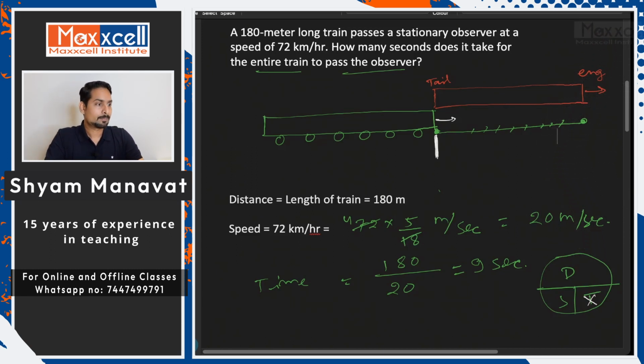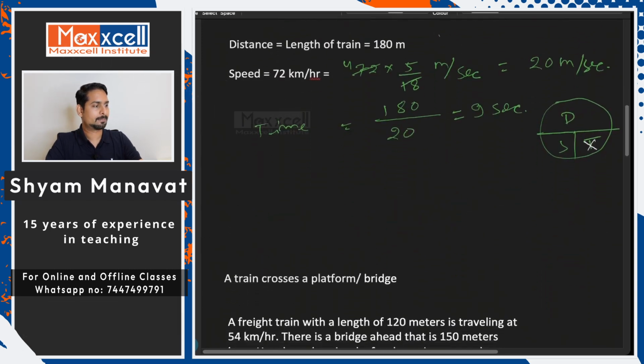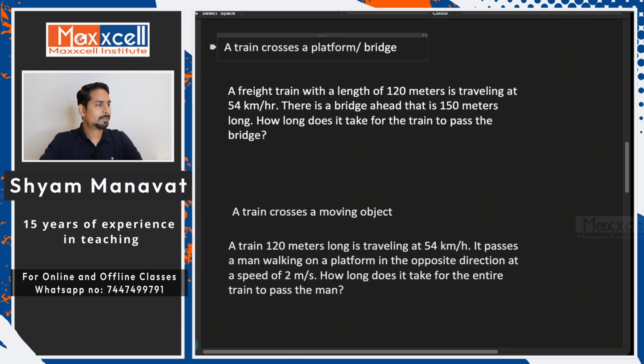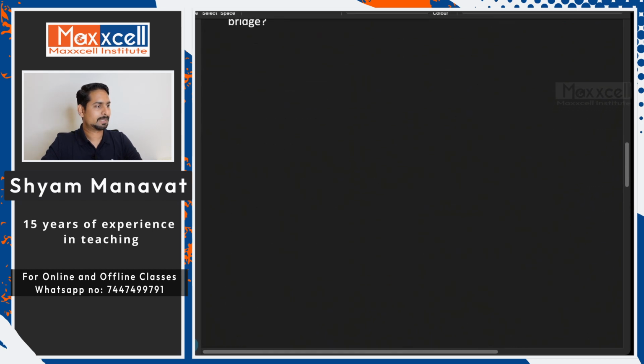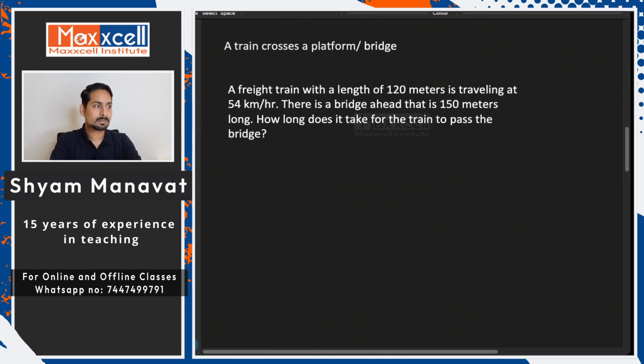I hope that's clear. Very good. Next condition, a train crosses a platform or a bridge. A condition where you see a train which is crossing a bridge or maybe a platform.